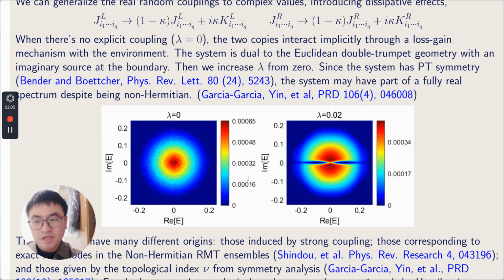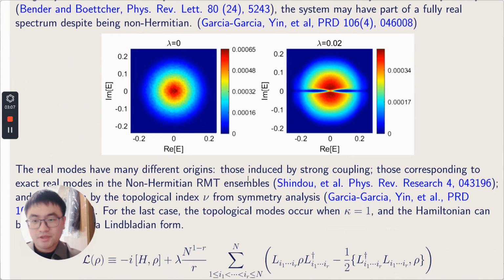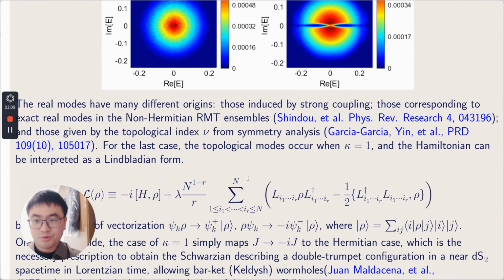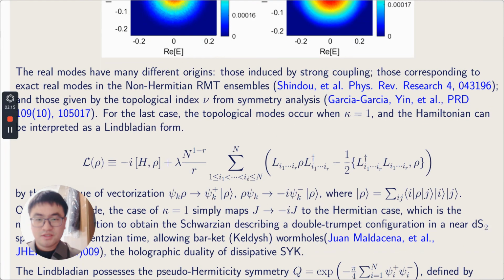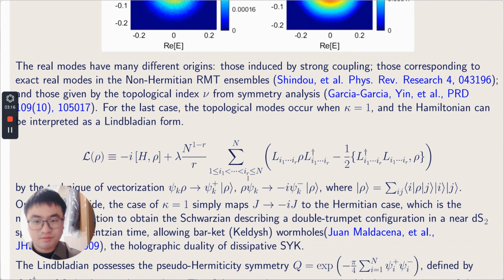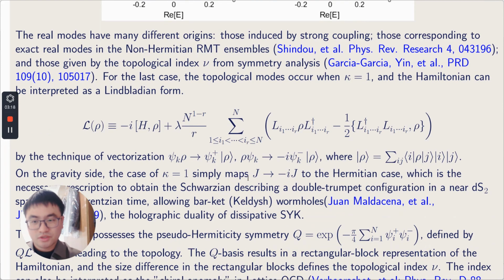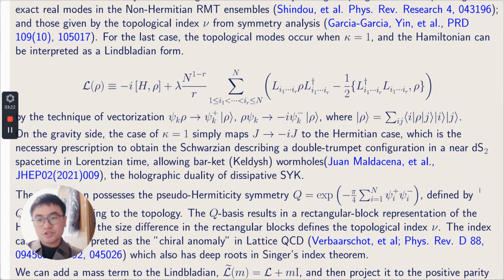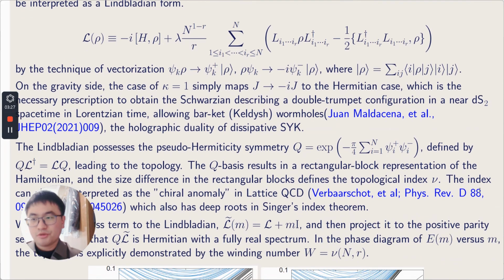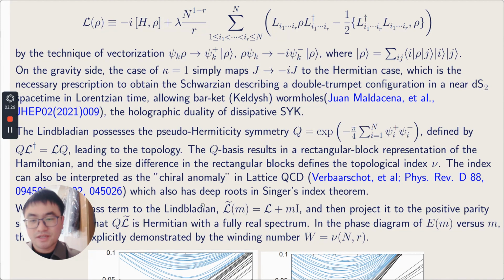In our setting, we choose real random couplings generalized to be fully imaginary. So our two-site non-Hermitian SYK here can be interpreted as a Lindbladian of a single-site SYK, which is a dissipative SYK. This is claimed to be due to the bracket wormholes in the near-AdS2 spacetime, and the topology comes from the non-zero trace of the chiral operator, which is interpreted as a chiral anomaly in lattice QCD.